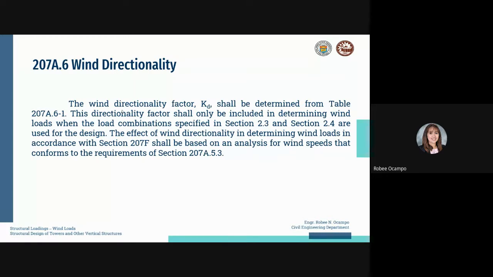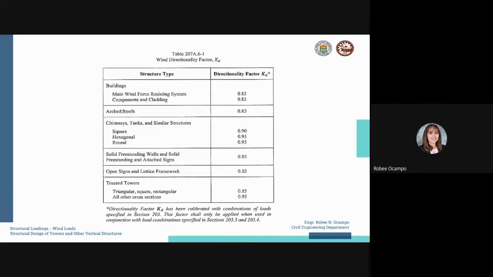Kung yun yung gagamitin na load combinations, we're going to be determining our wind directionality factor KD using Table 207A.6-1. Okay. So the effect of wind directionality in determining wind loads in accordance with section 207F, that's for the wind tunnel, shall be based on an analysis of wind speeds that conforms to the requirements of 207A.5.3. Okay, so this is Table 207A.6-1 from NSCP. So you have here the values for directionality factor for every structural type.